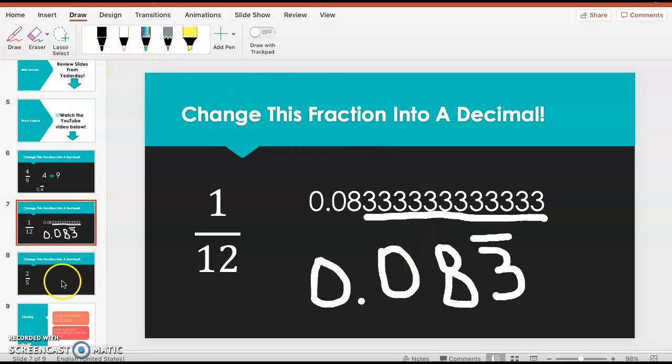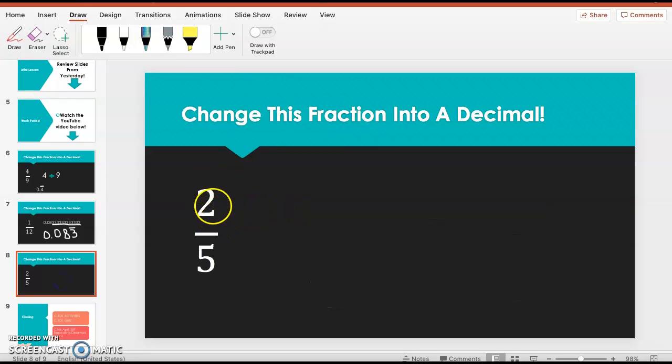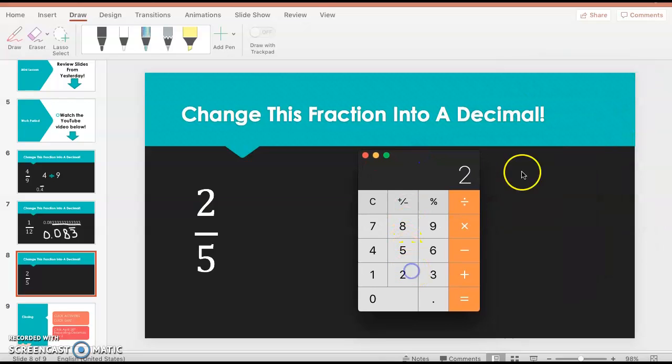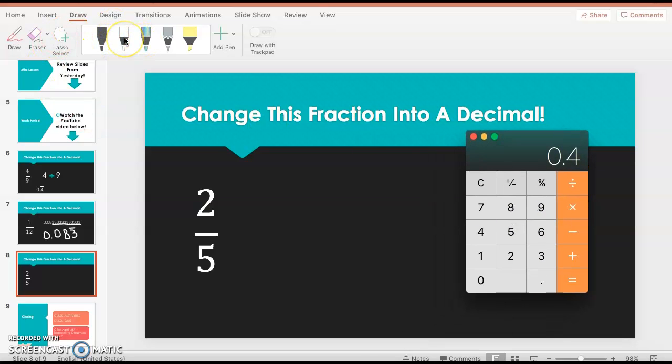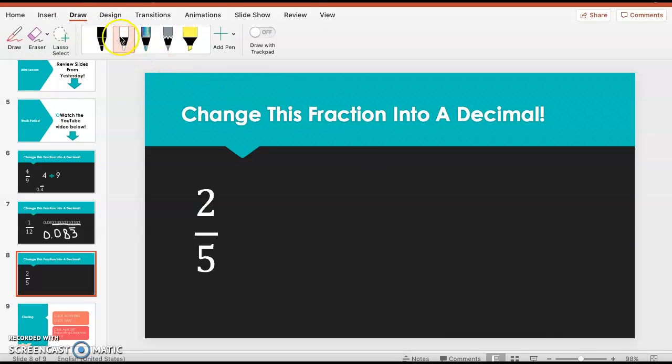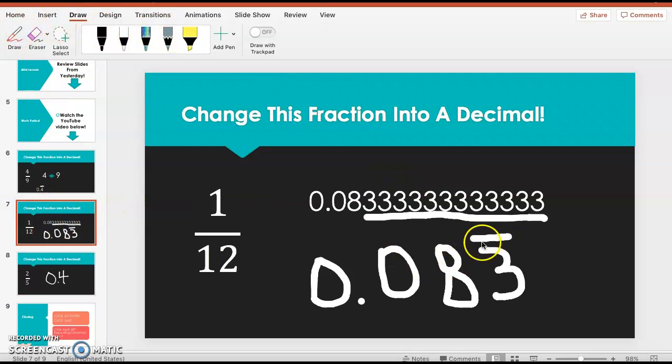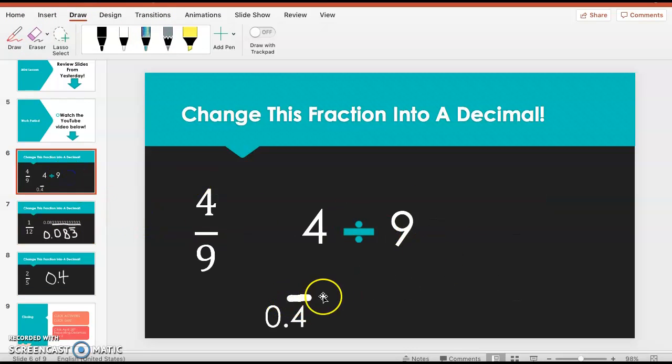Now, let's try one that doesn't repeat itself. So 2 over 5. Well, we know that 2 over 5 really means, if we want to put it into decimal form, it means 2 divided by 5. So 2 divided by 5 equals 0.4. So if you have something like this and it's just 0.4, there's nothing that repeats itself. So the answer is just 0.4. Okay? You don't have to put a bar notation or anything. You don't put a bar because there's no number that repeats itself. This is just the answer. Okay? You only use the bar if the number is repeating itself, like in these.